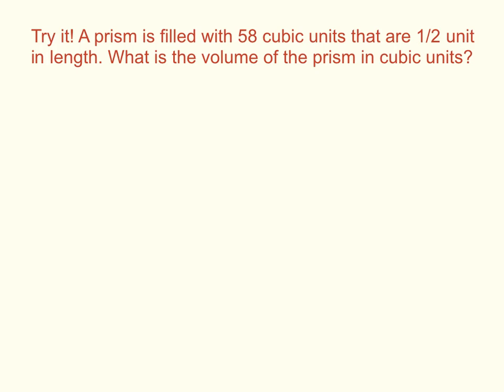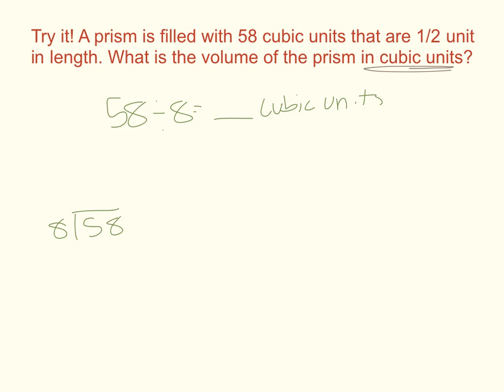So go ahead and solve this by finding the cubic units that are not half-sized. So following what I did on the last problem, 58 divided by 8, because there's 8 half-size in a full-size cubic unit, will give me my cubic units. 58. 8 goes into 58 6 times. Nope. That was a lie. Sorry, 7 times. 7 times 8 is 56. Minus 2. 7 and 2/8, which can be simplified to 7 and 1/4 cubic units, or units cubed.